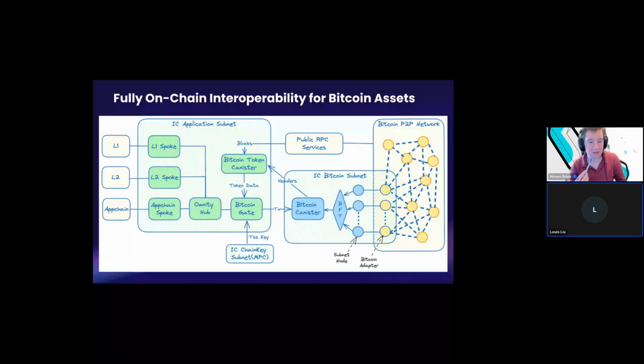Okay, so as you can see, Omnity is a group of canisters that run on the ICP application subnet. All the green boxes are Omnity canisters. We rely on the IC Bitcoin subnet to get information from the Bitcoin network. The Bitcoin subnet is composed of 30 nodes, and each node is paired with a Bitcoin full node, a customized version of Bitcoin full node called Bitcoin adapter.